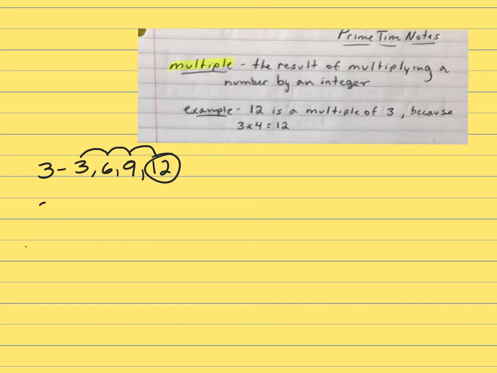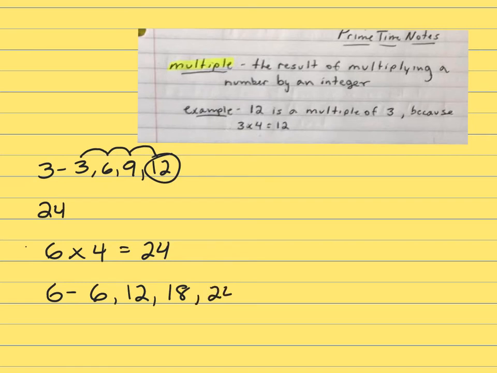We can say that 24 is a multiple of 6. Why? Because 6 times 4 gives us 24. Well, let's see what that means in terms of the multiples of 6. Let's just do the first 4 multiples of 6. 6 1 time is 6, 6 2 times is 12, 6 3 times is 18, and 6 4 times is 24. So we can say that 24 is a multiple of 6.